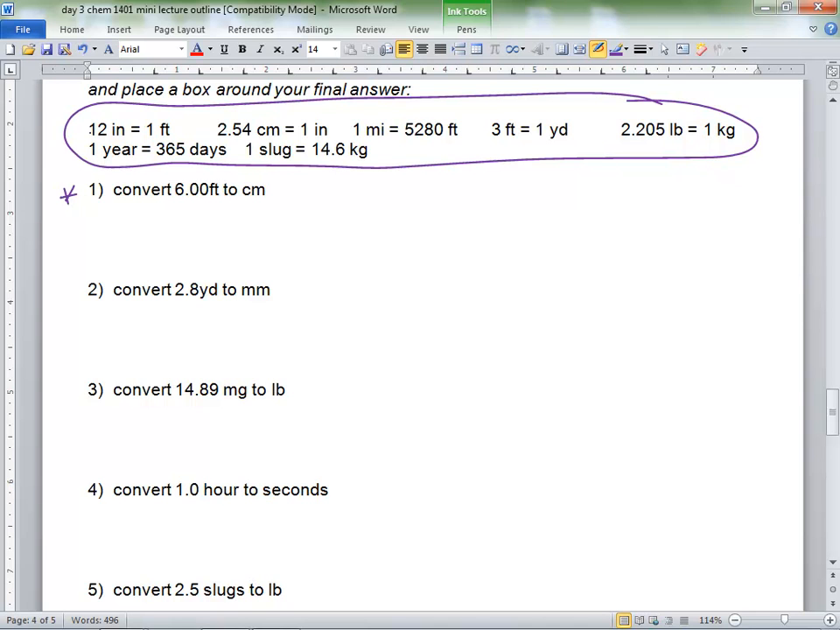So did you see the trick to doing this one? You want to get it to centimeters, so you're going to have to use this one. That means you got to get it into inches first. Get it into inches, then you can use that conversion to get it into centimeters. Right? So in a foot, there's how many inches? 12 inches. And then use that centimeter conversion. And report it to the right number of sig figs.